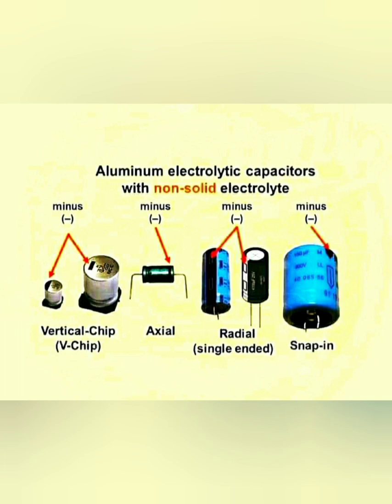This is another type of capacitor, the aluminum electrolytic capacitor, which means the base material used in your capacitor is aluminum. It is a vertical chip, and the negative terminal is given at one end, so automatically the other terminal will be your positive terminal. These are some examples of your electrolytic capacitors.